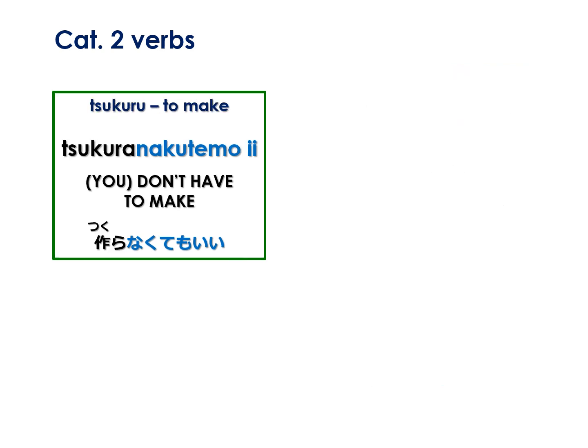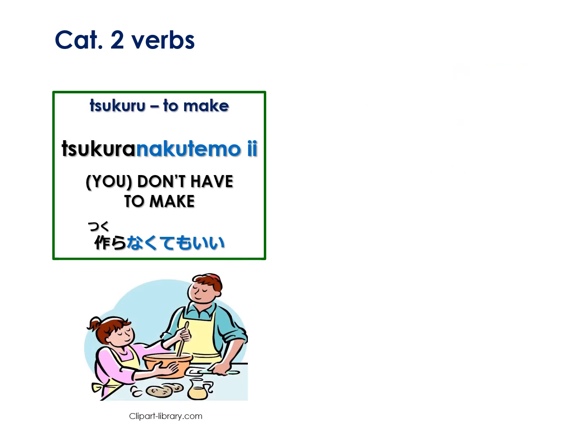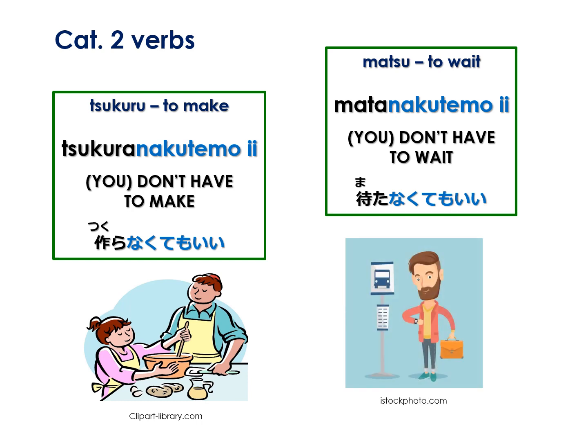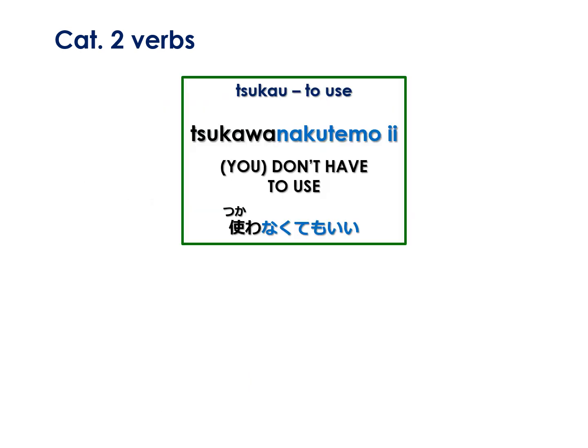Tsukuru means to make, and tsukuranakutemo ii means you don't have to make. Matsu means to wait, and matanakutemo ii means you don't have to wait. Tsukau means to use, and tsukawanakutemo ii means you don't have to use.